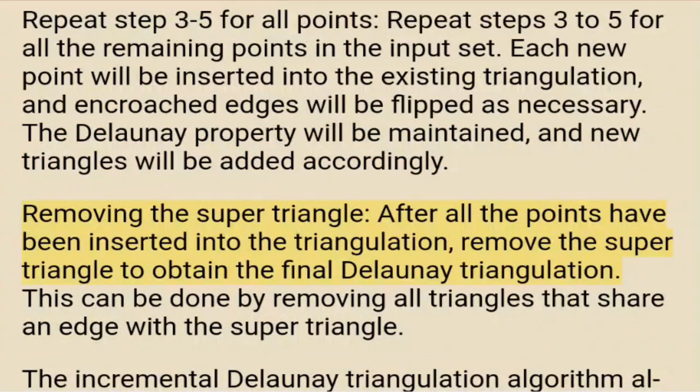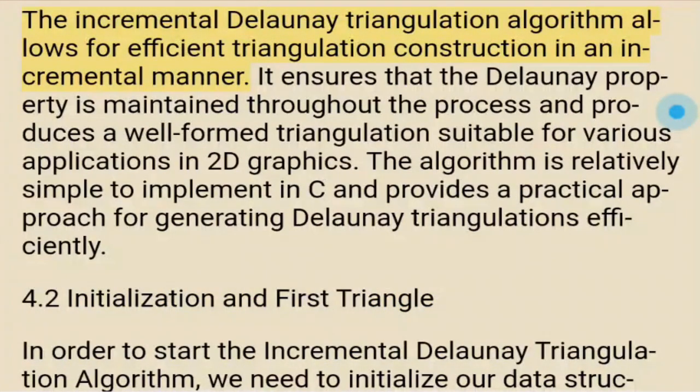Removing the super triangle. After all the points have been inserted into the triangulation, remove the super triangle to obtain the final Delaunay triangulation. This can be done by removing all triangles that share an edge with the super triangle. The incremental Delaunay triangulation algorithm allows for efficient triangulation construction in an incremental manner. It ensures that the Delaunay property is maintained throughout the process and produces a well-formed triangulation suitable for various applications in 2D graphics. The algorithm is relatively simple to implement in C and provides a practical approach for generating Delaunay triangulations efficiently. 4.2 Initialization and first triangle.